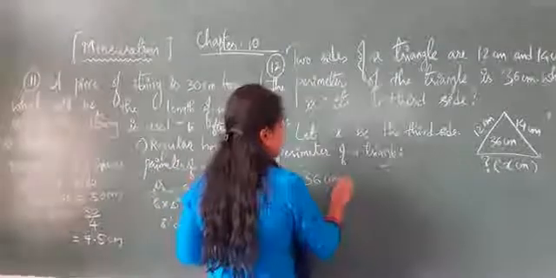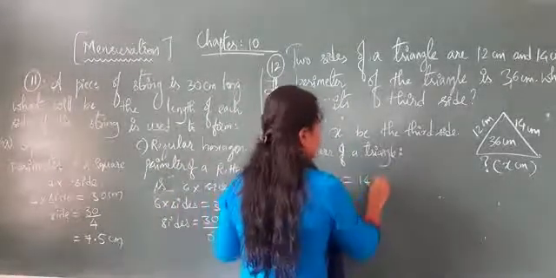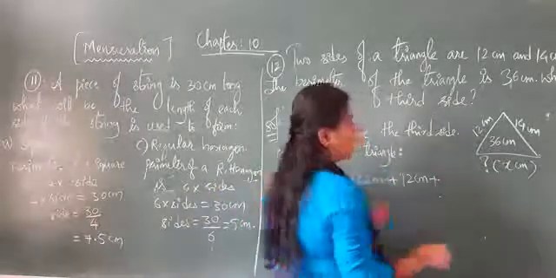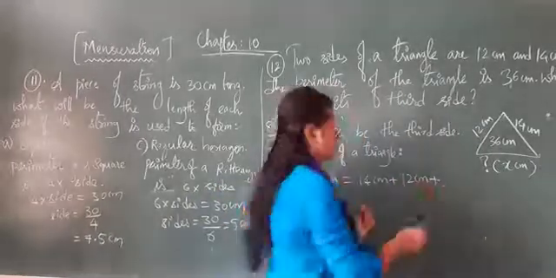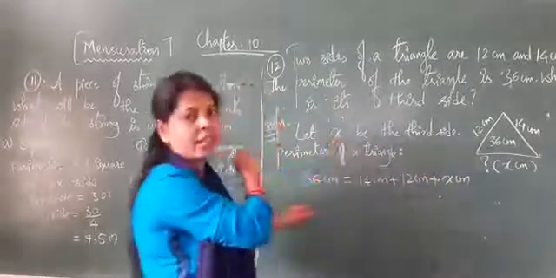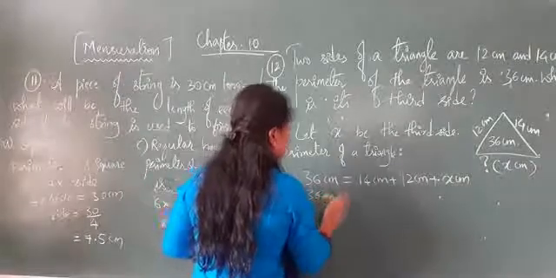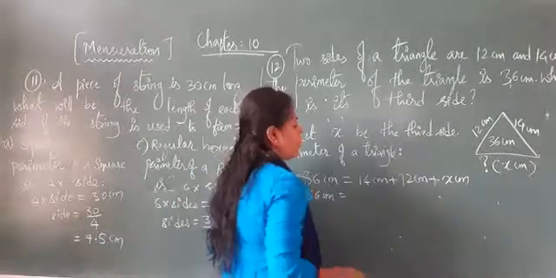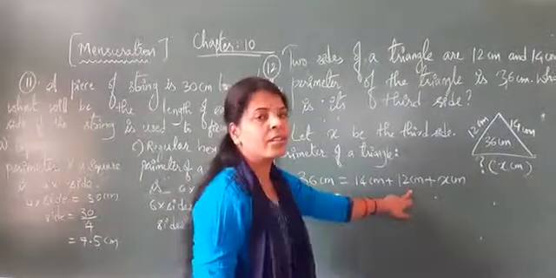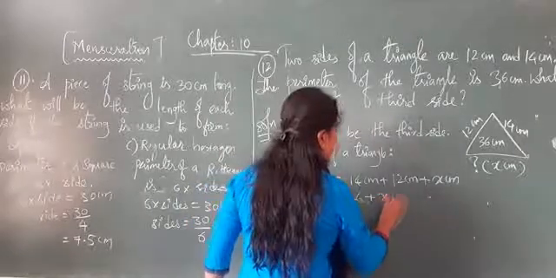So the perimeter of the triangle, you already know, is 36 centimeter. So 36 centimeter is equal to all the three sides you have to write: 14 centimeter plus 12 centimeter plus the third side, which is the question mark. So we will take it as x centimeter. Okay, we have written x centimeter here already. So now add it. 36 centimeter is equal to 14 plus 12: 10 plus 10 is 20, 4 plus 2 is 6. So 26 plus x centimeter.